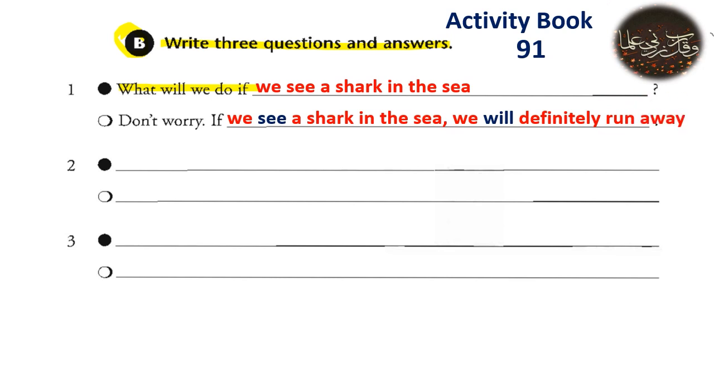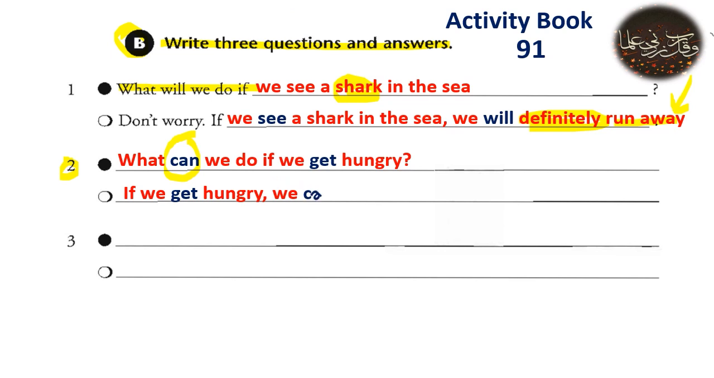The question says, what will we do if we see a shark in the sea? The other person answers, don't worry, if we see a shark in the sea we will definitely, that is certainly, run away. It is as if this sentence carries a meaning of sarcasm. Now the second one, let's take this question. What can we do if we get hungry? Here I changed and used can, just to remind you that we can replace will by can. Now the answer will be, if we get hungry we can cook a meal. We can also add before this sentence, like the other sentences, don't worry.